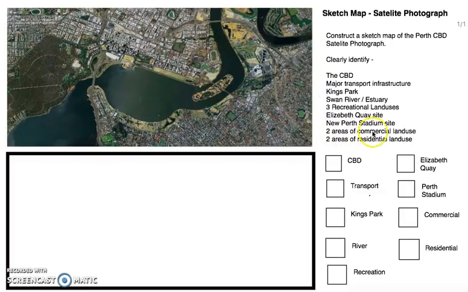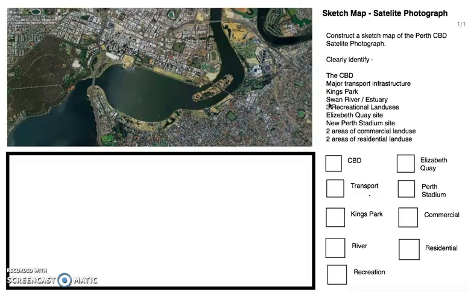And we've got 2 areas of commercial land use. So commercial land use, we've got the whole Northbridge area up here, and we've still got some light industry, a lot of textile manufacturing and small warehouse commercial area up in East Perth up here. And we've got 2 areas of residential, so we're going to look at South Perth here, and we'll look at West Perth over here. Okay, so this is going to test my ability on this.